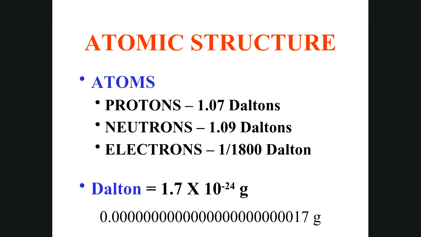So a proton has a mass of 1. Neutrons, they have a mass also of 1. Electrons are extremely small, and their mass is 1/1800th of an atomic mass unit, or 1/1800th of a Dalton. So this is the mass that was determined for these different components of an atom. Now I wrote down here what a Dalton is, just to show you how small it is, how many zeros past that decimal. It's 1.7 times 10 to the minus 24th grams. Extremely, extremely small.